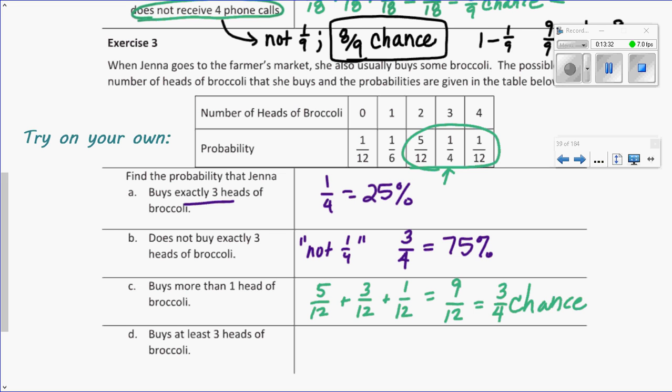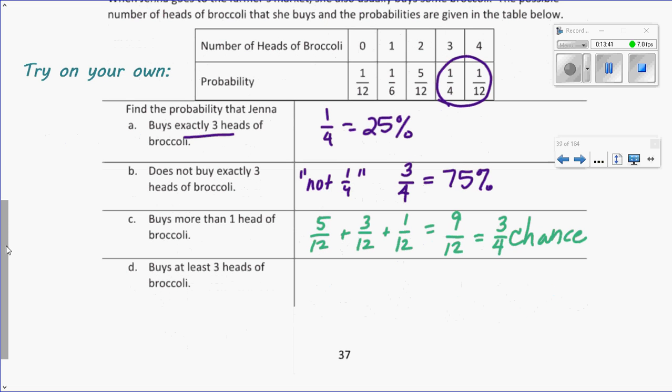What about at least 3? How did you do on that one? At least 3. By the way, if you're struggling with the fractions, you might want to ask me in class, say, can I have some practice, or can you help me with adding fractions? I kind of forgot how to do that.